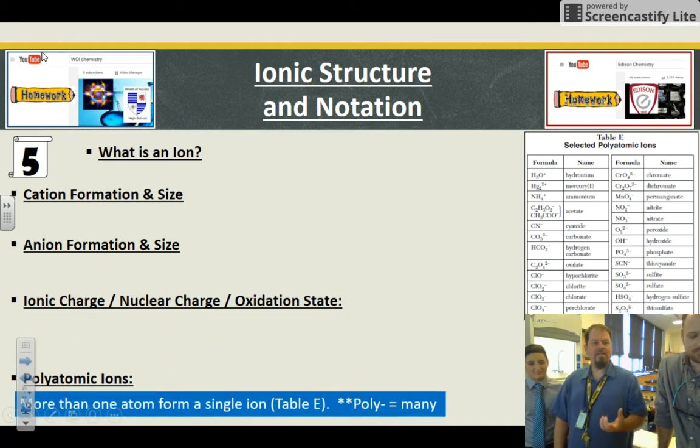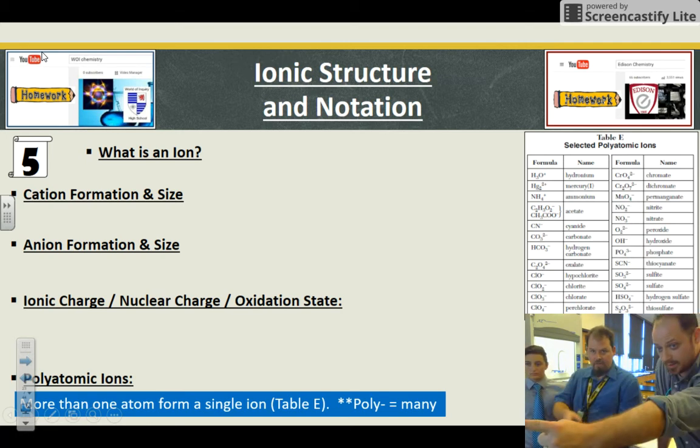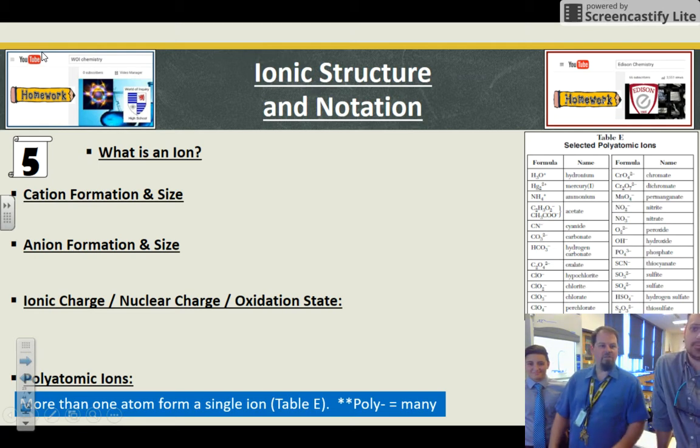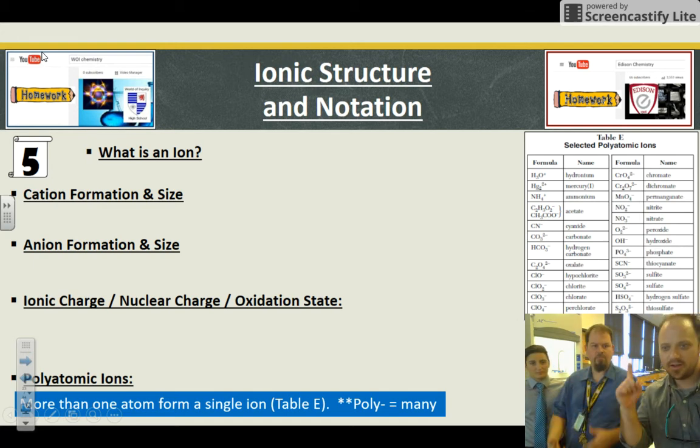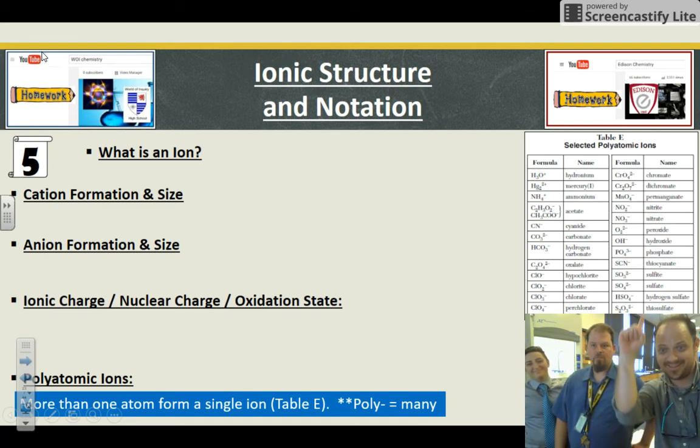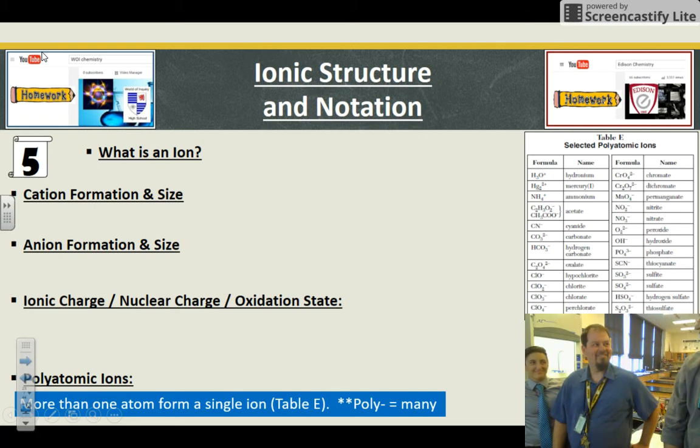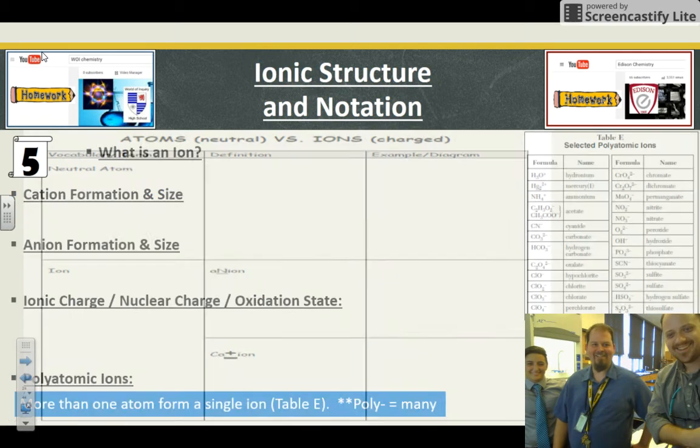Polyatomic ions. Let's break this word down. Poly means many. Atomic means atom. So more than one atom forming a single ion. We have a whole table, and there's the picture. When in doubt, check it out, because you're going to see a name that doesn't make you think of a normal element, or you're going to see a configuration of symbols. In the video, the picture's right up here. This symbol. Yeah, that works.